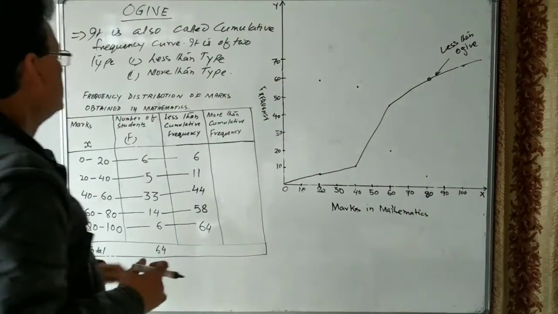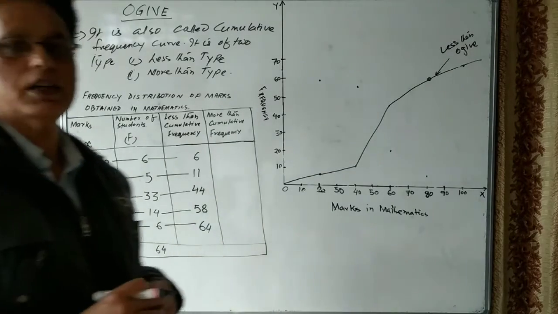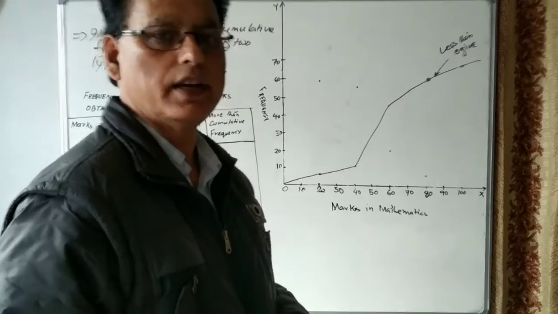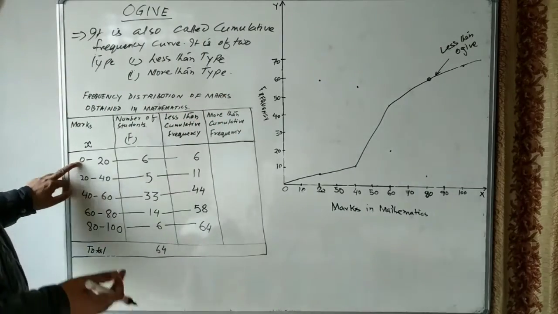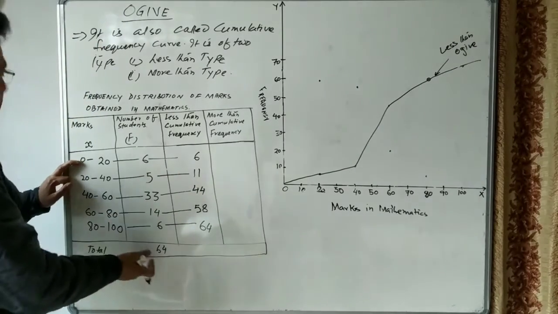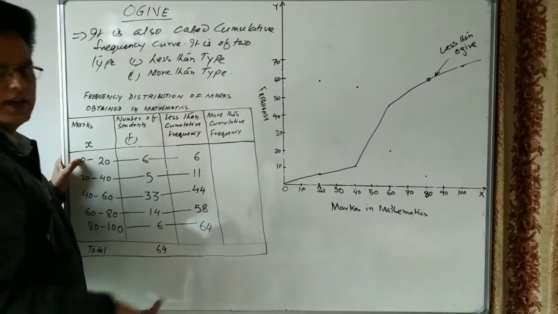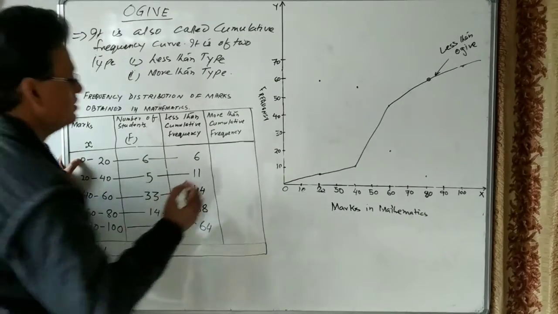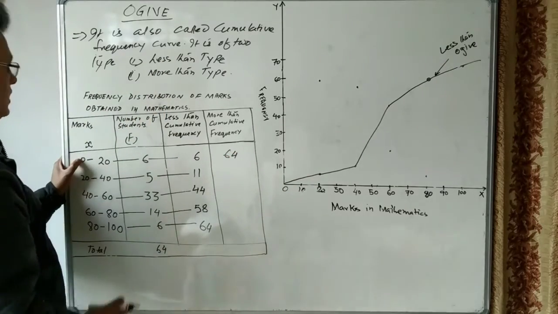Let us see what is the shape of the more than cumulative frequency. Firstly, what can we do? We can calculate the more than. More than 0: how many students have got the marks more than 0? It means all students have got the marks more than 0. It means 64 students have got the marks more than 0.